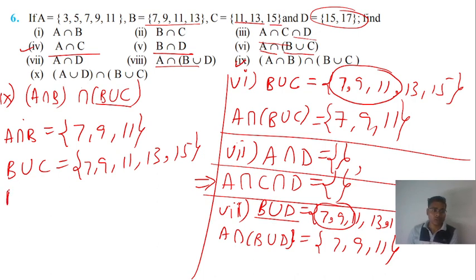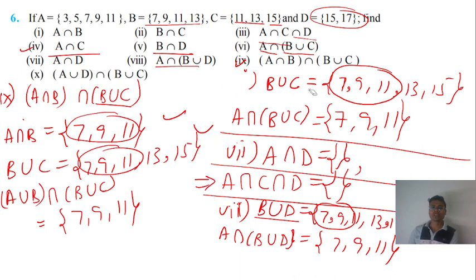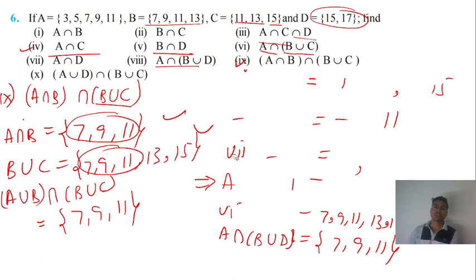Now we will do A union B intersection with B union C. So what are the common elements between two sets? We just write it above. So common elements are 7, 9, 11 and 7, 9, 11. So this answer is 7, 9, 11. So we got the answer of part number 9 of this set.